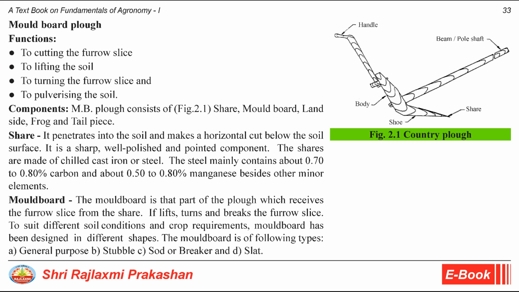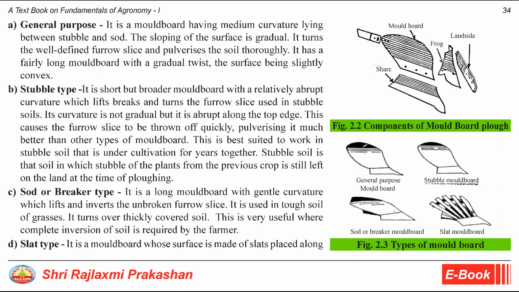Mold board. The mold board is that part of the plow which receives the furrow slice from the share. It lifts, turns and breaks the furrow slice. To suit different soil conditions and crop requirements, mold board has been designed in different shapes. The mold board is of following types: A. General purpose; B. Stubble; C. Sod or breaker; and D. Slat.